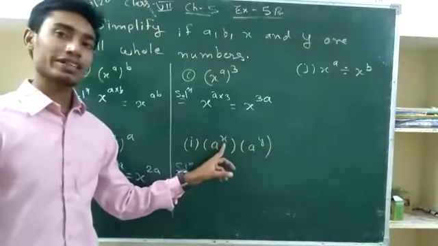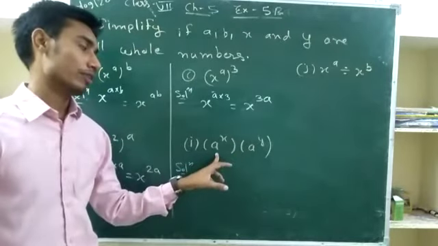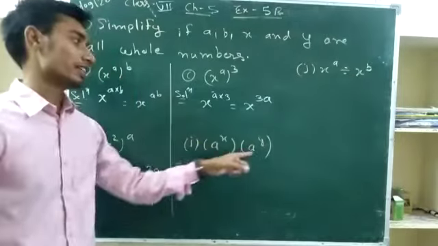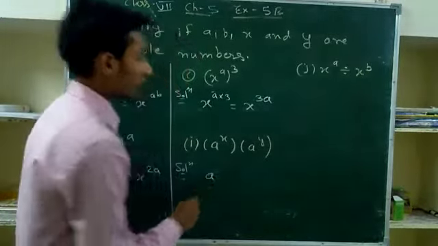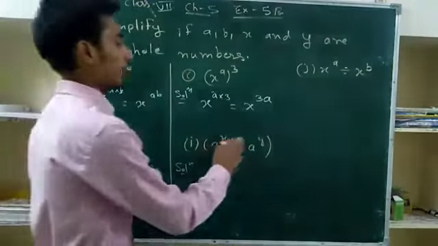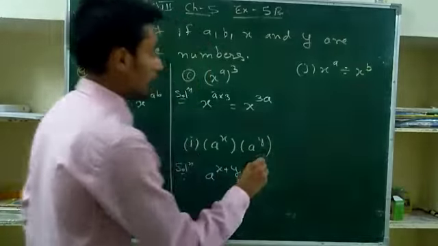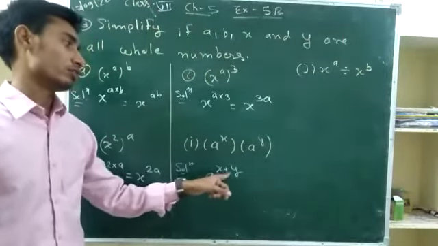A raised to x and a raised to y. Here the base is the same, and here are x and y. What will we do? If the base is the same, first we will write a, and add the exponents, x plus y. A raised to x times a raised to y, so we write a raised to x plus y.